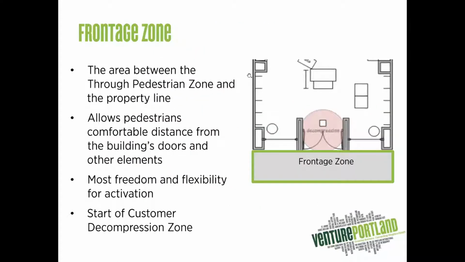So the frontage zone is the area directly in front of your space, and this is between the through pedestrian zone and the property line. This is basically here to allow pedestrians a comfortable distance from your building's door and other things that might be jutting out from your space. So, you know, you don't want to open your front door and hit somebody. This allows for people safe passage in that area. There's the most freedom and flexibility for activation, but still some restrictions here. But it's also the start of the customer decompression zone.